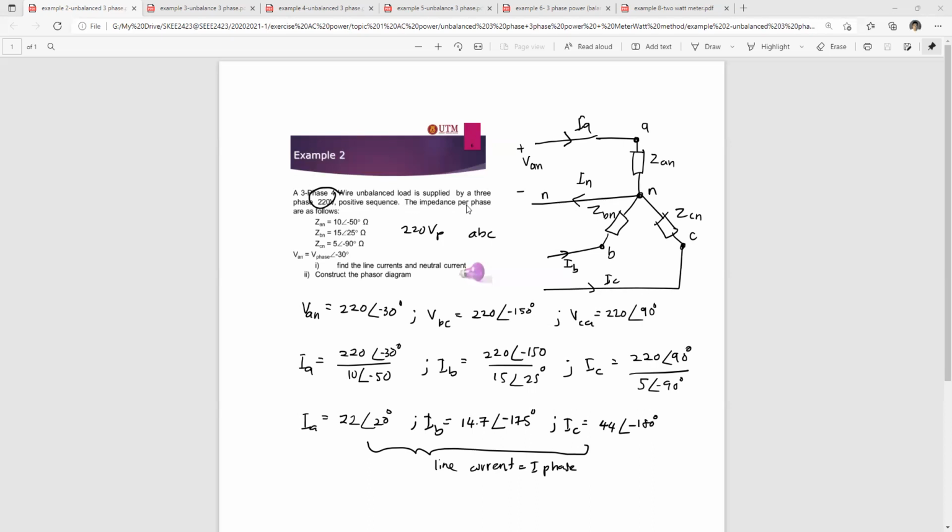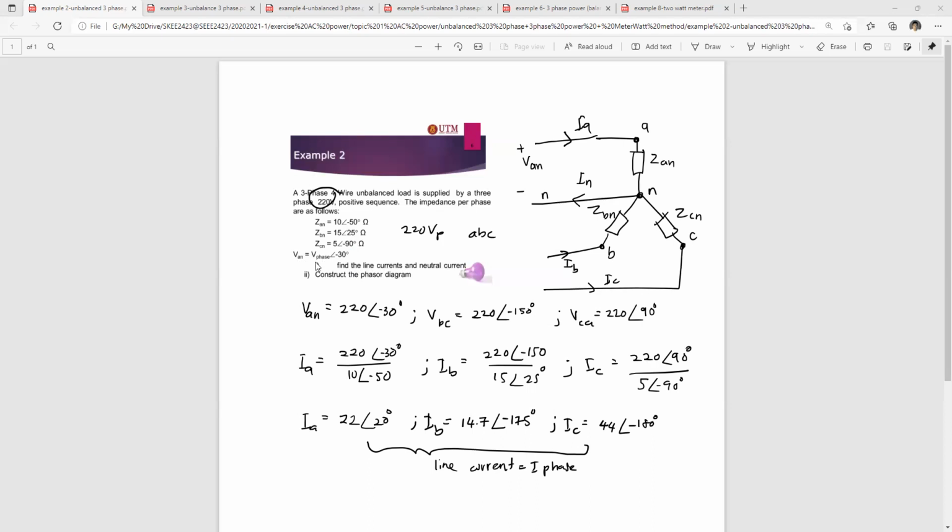The impedance per phase is as follows. As you can see, obviously they are not balanced. It also says to use VAN as a reference, where the angle is negative 30 degrees. So the question is: find the line current and neutral current. The second question: construct the phasor diagram.